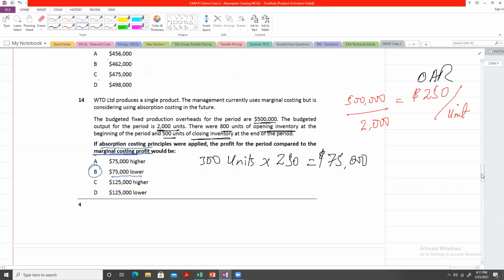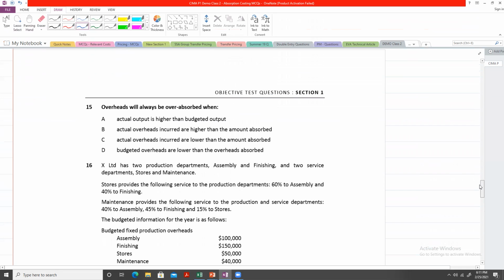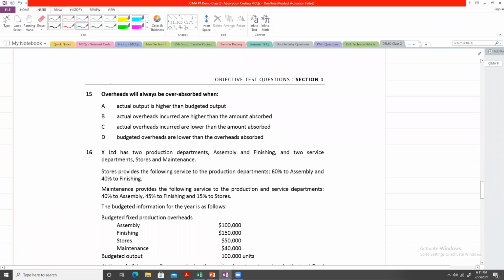Okay then, so this was question number 14. Moving forward, let's look at question number 15. Again, a very easy question. Overheads will always be over absorbed. Now, when does the over absorption occur?